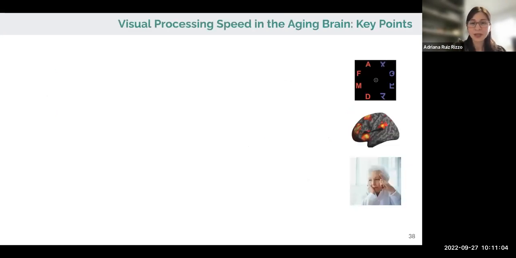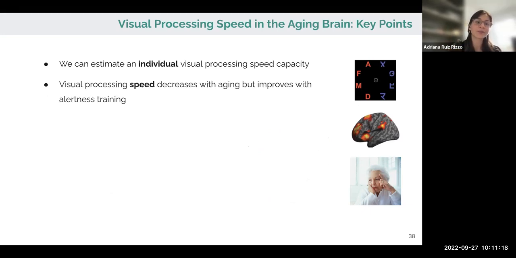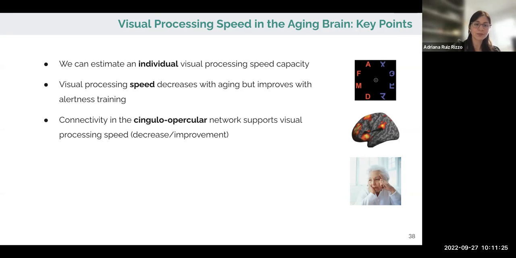So in summary, what I've shown you today is that we can estimate an individual's visual processing speed capacity, for example, using the theory of visual attention and the whole report task and modeling. Visual processing speed decreases with aging, but improves with alertness training. And also I've shown you that connectivity in the cingulo-opercular network supports visual processing speed, both the decrease in aging and the improvement with alertness training.